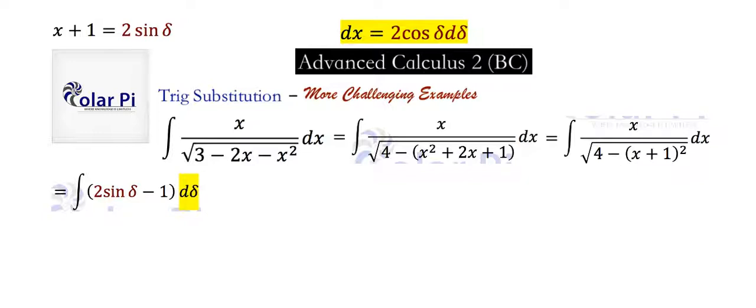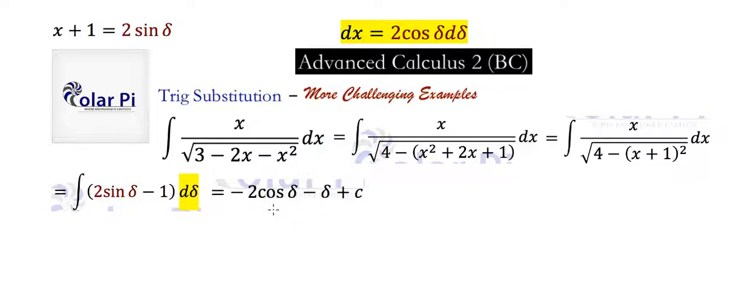Now move forward from here and see that it's pretty easy integration. The integral of 2 sine delta is negative 2 cosine delta, and then the integral of negative 1 is going to be negative delta, since we're integrating with respect to delta. And then, of course, plus c.